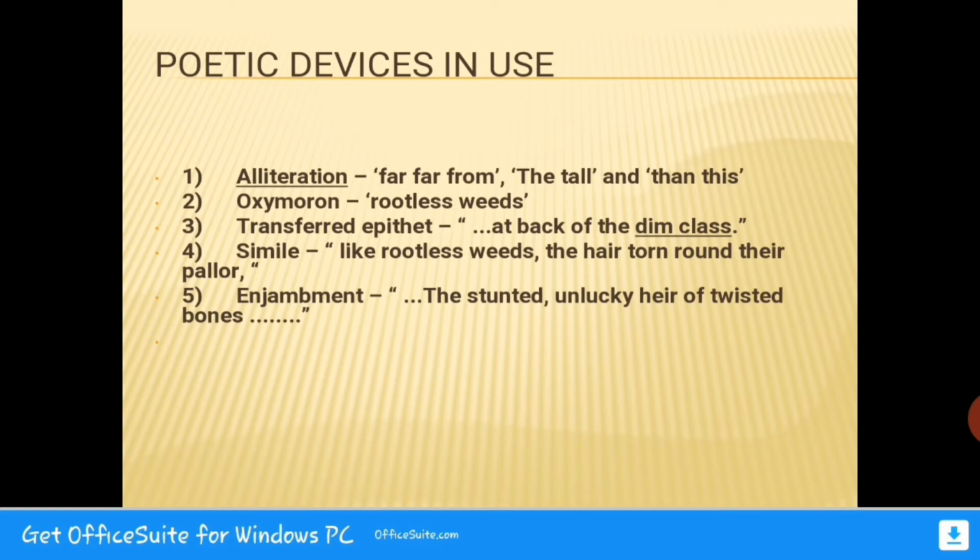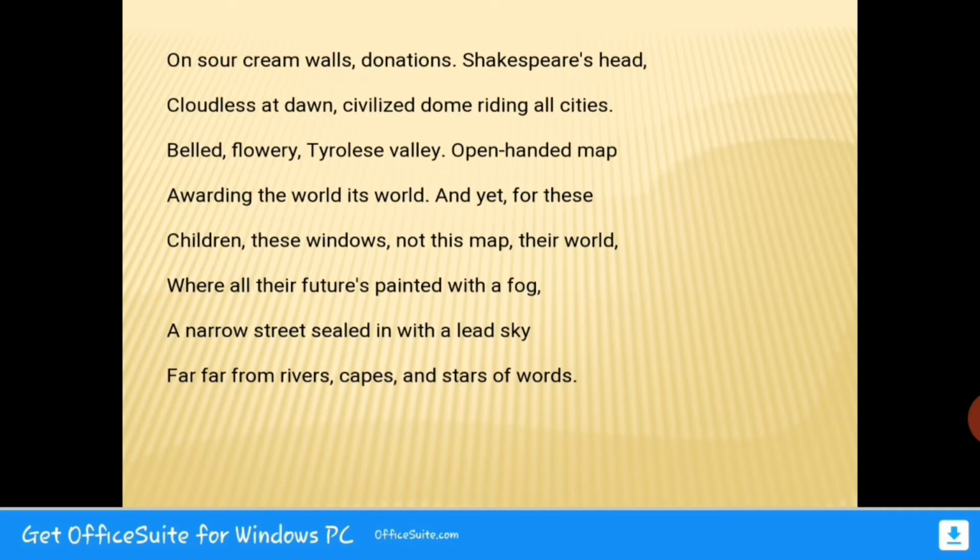There are some poetic devices used in the first stanza. They are alliteration, oxymoron, transferred epithet, simile, and enjambment. You may please go through the slides to understand them better. Now let us take a look at the second stanza.